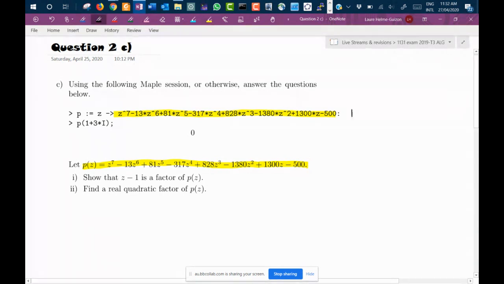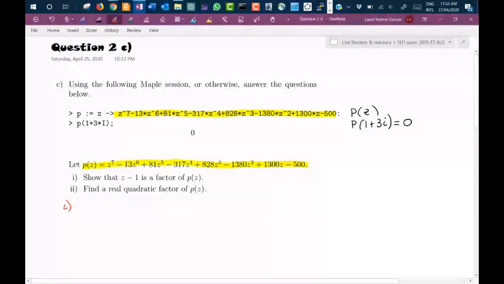So this tells me there's a polynomial, okay? And that tells me if I sub in 1 plus 3i into this polynomial, I get 0. Okay, let's go on to see what they want exactly. Show that z minus 1 is a factor of that polynomial.